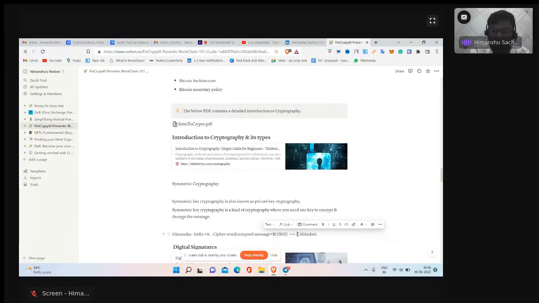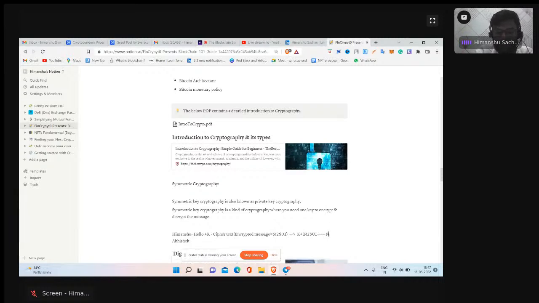Now again, what will Abhishek do? Abhishek will need that same key, that is K, to decrypt this message that was sent. Okay, which means the cipher text that is sent will be again converted into normal text for Abhishek. So now that normal text will again be hello, which we have sent, which is a decrypted message. Okay, so this is how the process will work.